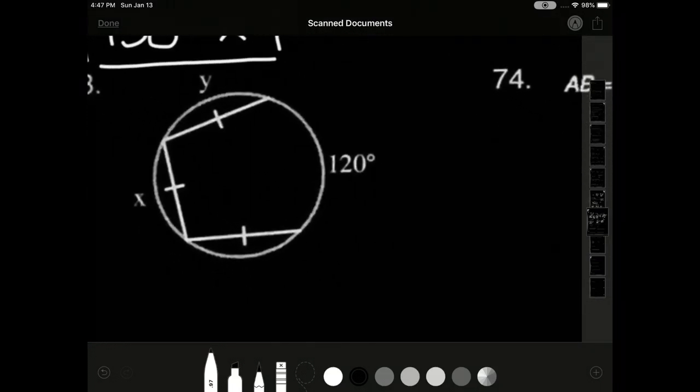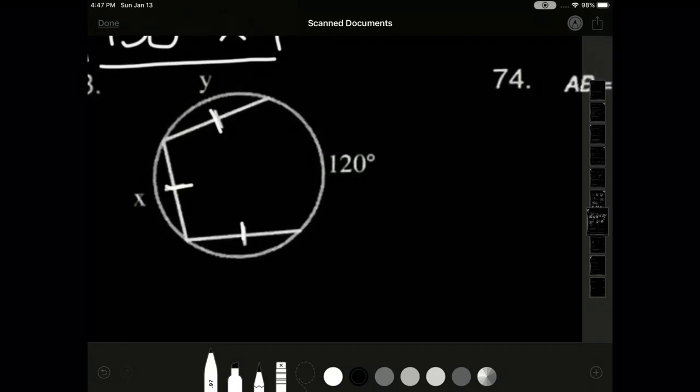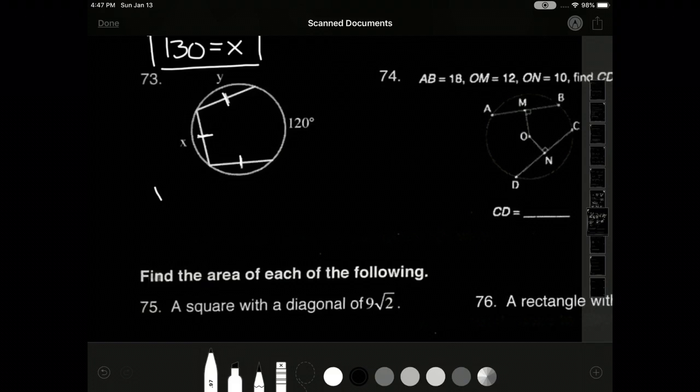For number 73, you have 3 congruent chords, which means we have 3 congruent arcs right along with it. So we already know that x equals y, and we're just going to figure out what they both equal. So we've already used 120 degrees, which means what we're left with is 240 for the other 3 sections. Now they all have to be congruent, so 240 divided by those other 3 sections leaves us with 80.